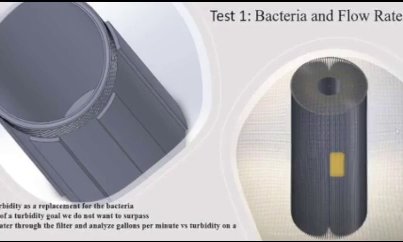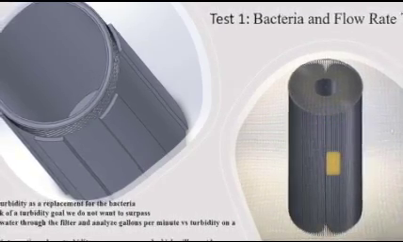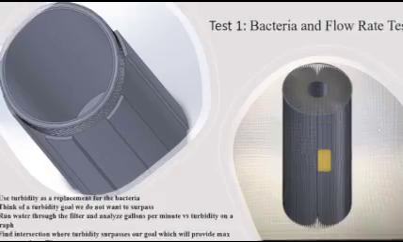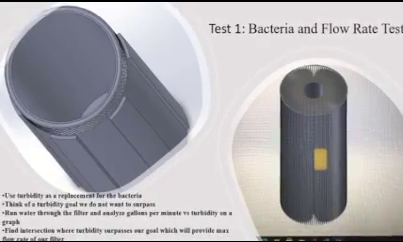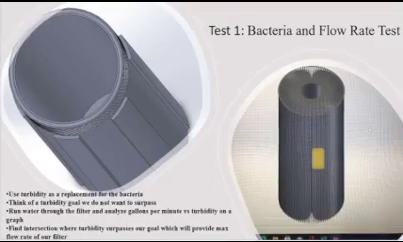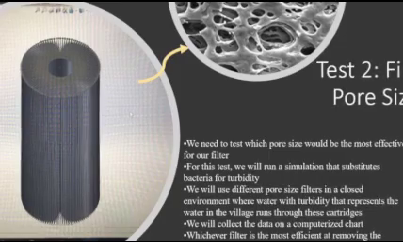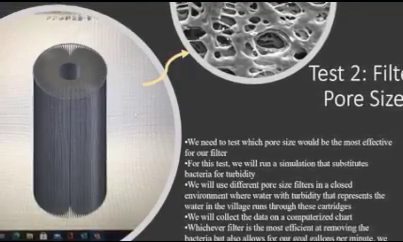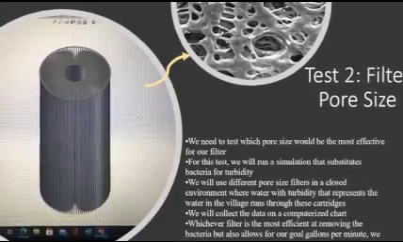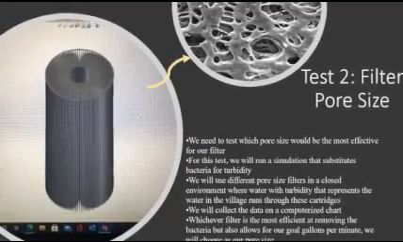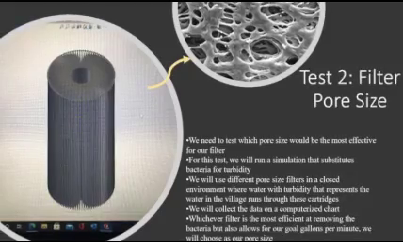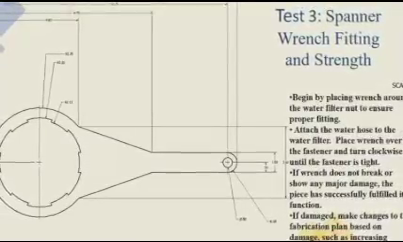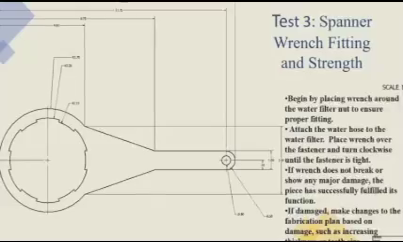After fabrication comes the testing of the products. Our first test analyzes the bacteria and flow rate. The goal of this test is to identify how much bacteria is actually being filtered out by our filter and the filter body, as well as what the max flow rate of our system can be. The second test is to find out which filter pore size would best suit our needs. In this test, we simply use different micron-sized membranes to test which membrane filters out the most debris and bacteria while maintaining our flow rate calculated in test 1. Our final test revolves around the spanner wrench. We are testing the fitting as well as the strength of the spanner wrench to ensure proper dimensioning and fabrication of the wrench.